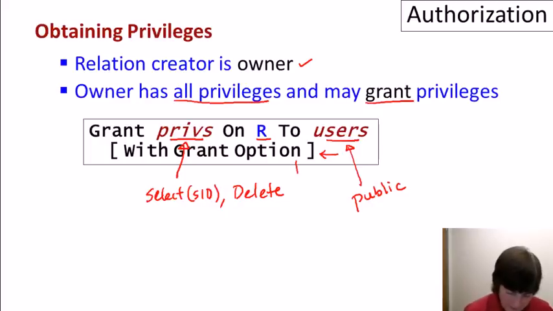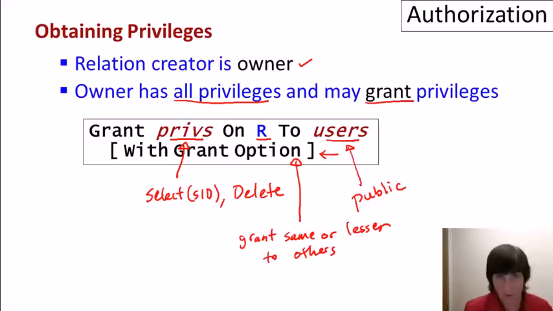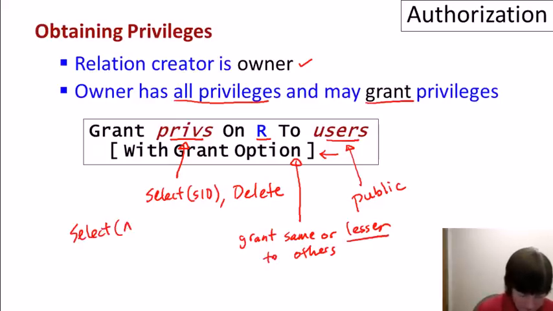And finally, the grant option allows the users who are getting the privileges to grant the same or lesser privileges to other users. Now, what do I mean by lesser? Well, it's pretty simple. If we have, say, select and attributes A, B, C, then a lesser privilege would be something like select A and B.